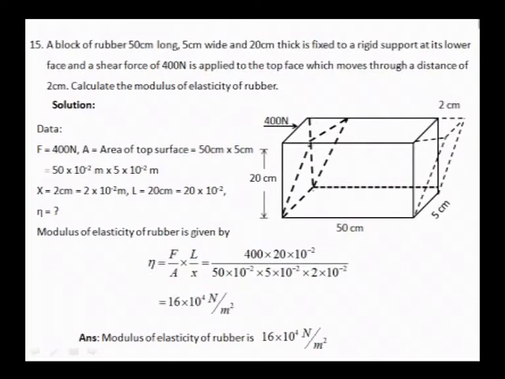So, the rigidity modulus of elasticity of rubber is given by F by A into W by x, that is equal to 400 into 20 into 10 to the power of minus 2 divided by 50 into 10 to the power of minus 2 into 5 into 10 to the power of minus 2 into 2 into 10 to the power of minus 2. So, we get a modulus of elasticity as 16 into 10 to the power of 4 Newton per meter square.